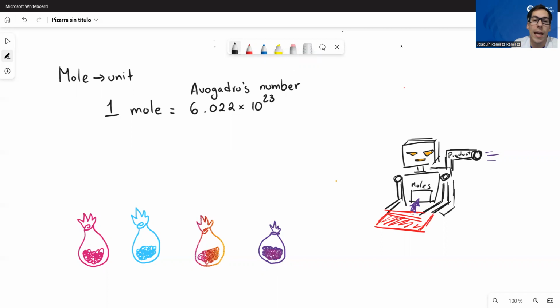And the mole, we can imagine it as a bag. Down here, you see different bags. These represent this imaginary bag that is a mole. And the bag can hold exactly this number of chemical entities. What do I mean by chemical entities? They can be atoms, or they can be ions, or they can be molecules.